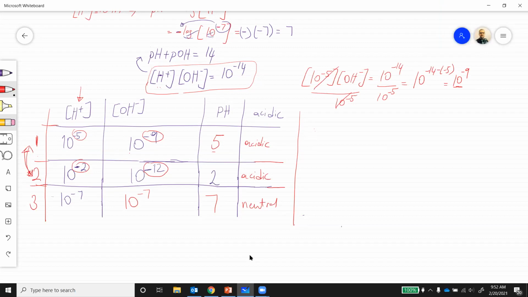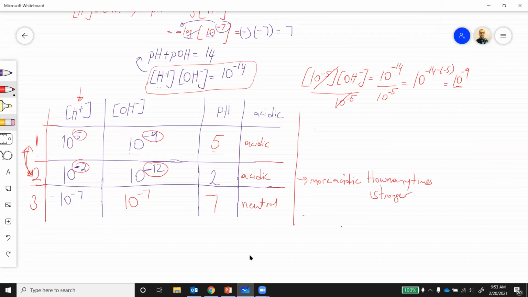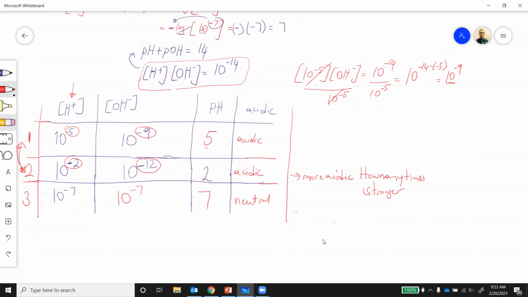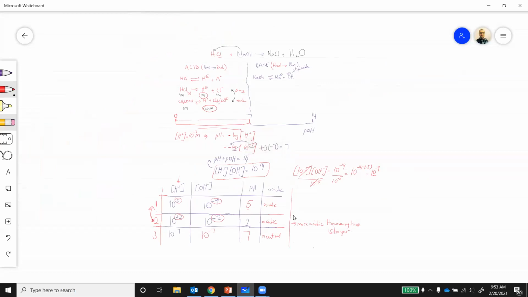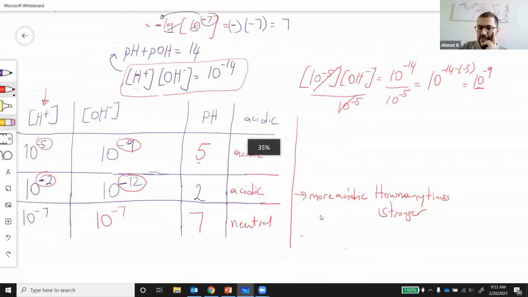Okay, I'm just comparing 1 and 2 right now. I know that 2 is more acidic, but how much more acidic? Like how many times more acidic? It's 3 pH more acidic. How many times stronger? 1,000 times, right? Each pH number is a factor of 10, it's exponential.